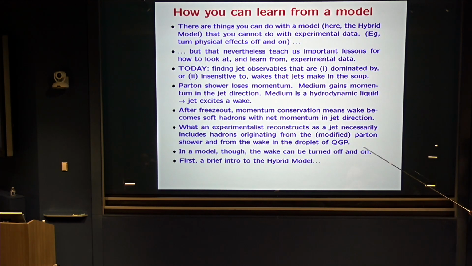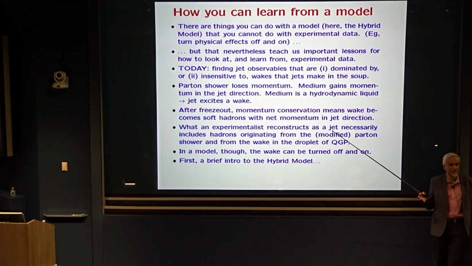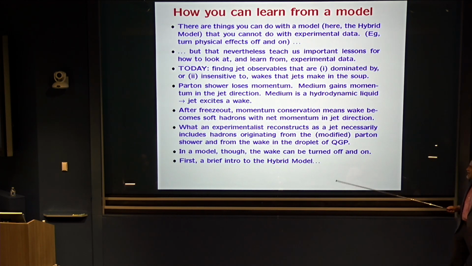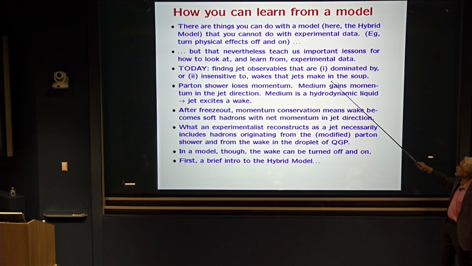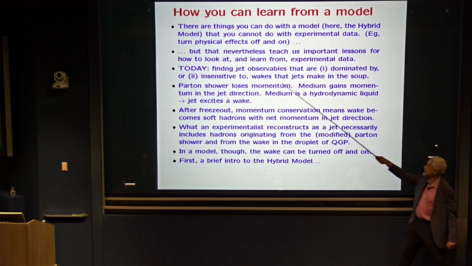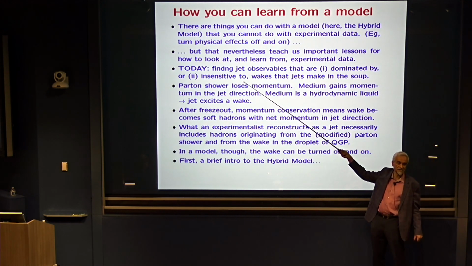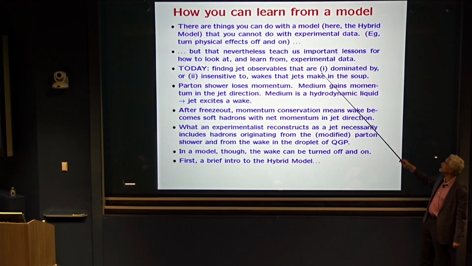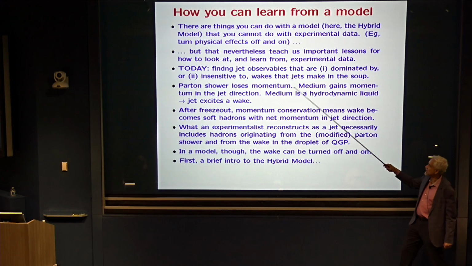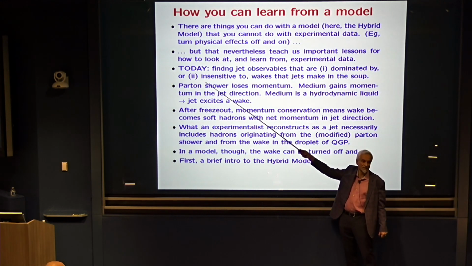So what models are good for, in my view, is that you can do things in a model that you can't do in the real world that allow you to train your eyes. So in particular, I want to use a model to figure out what are the ways of looking for observables that are dominated by the wakes that the jets make in the soup, or insensitive to the wakes that the jets make in the soup. If I want to study those waves, I need this kind of observable. If I want to look for Rutherford scattering, I need this kind of observable.